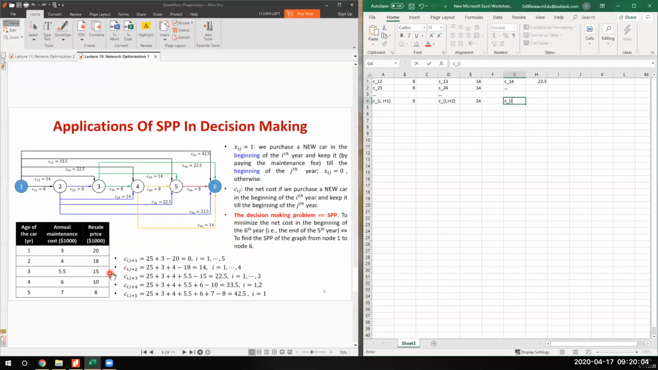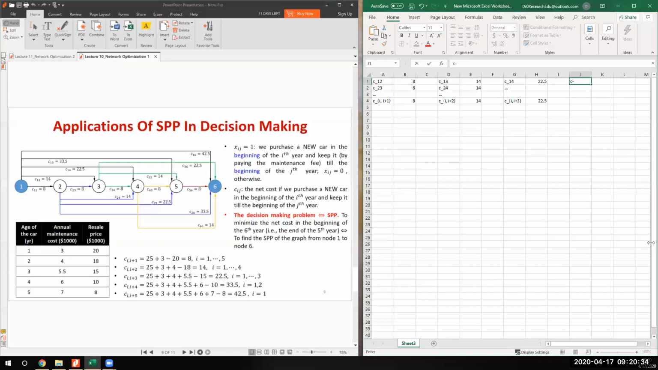So here it's i plus 3. Why is this i a capital I? I don't understand. Auto correction must be. That's going to be the same, right? That's going to be 25, and to keep it for 3 years, 3 plus 4 plus 5.5, and then you're going to sell it at 15,000, minus 15, so it's going to be this.